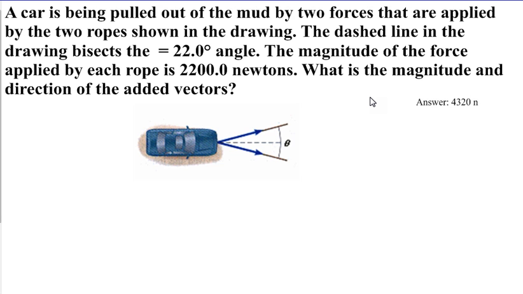So for the first problem, a car is being pulled out of the mud by two forces that are applied by the two ropes shown in the drawing, over here and over here. The dashed line in the drawing bisects the 22-degree angle. This is 22 degrees. The magnitude of the force applied by each rope is 2200.0 newtons. What is the magnitude and direction of the added vectors? So this is asking you for the resultant vector.